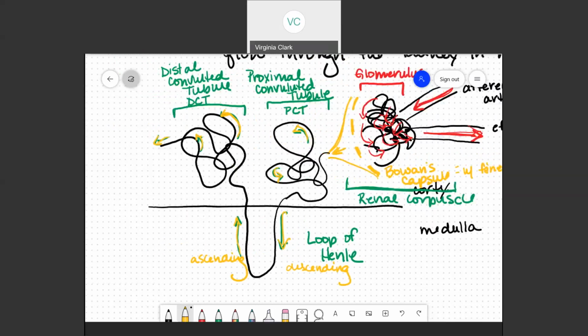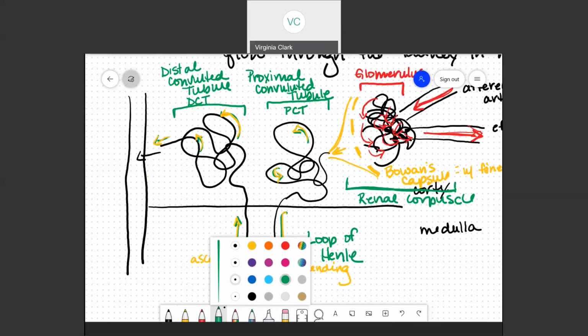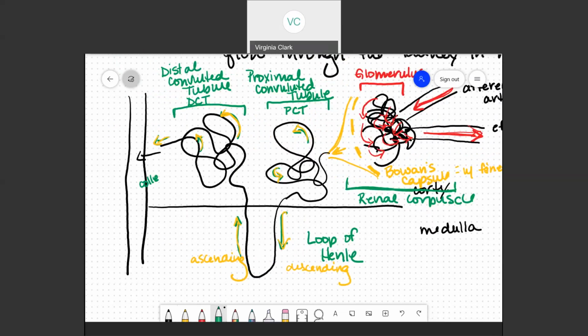And then we have all of this DCT, and it will dump into a general tube that is going to be called the collecting duct. Actually, let's do that as green. This is the collecting duct. And it is just what it says. It is collecting things. So it will get information from this nephron. It is also getting information from another nephron down the way. So it is going to be essentially the public sewer system that is taking away all of the waste.